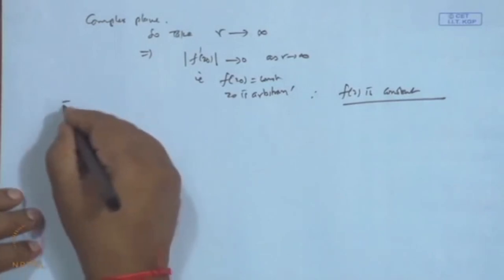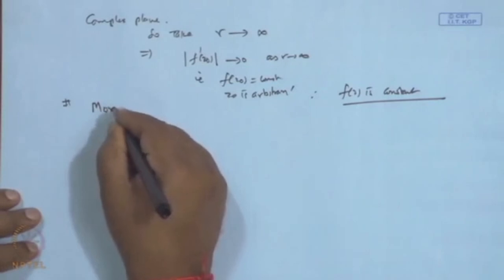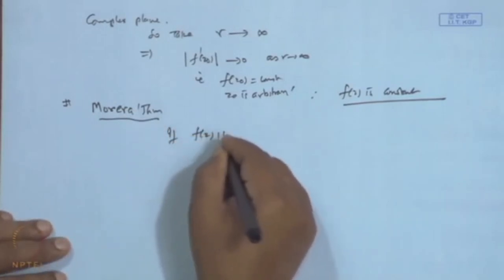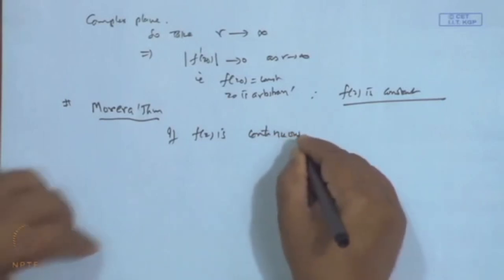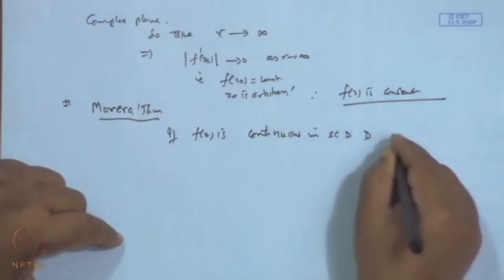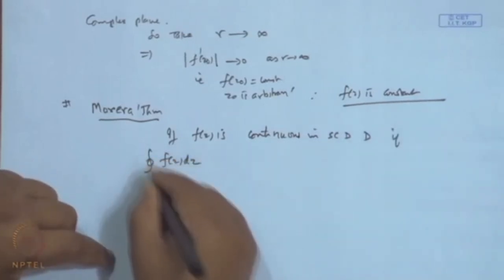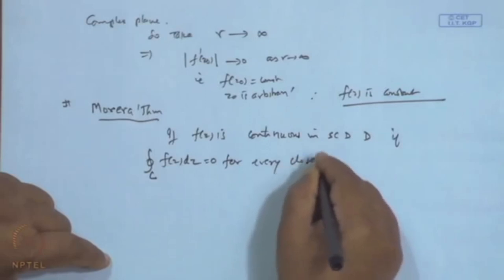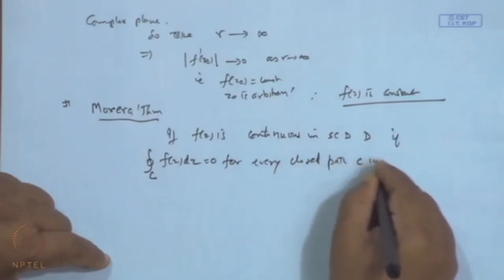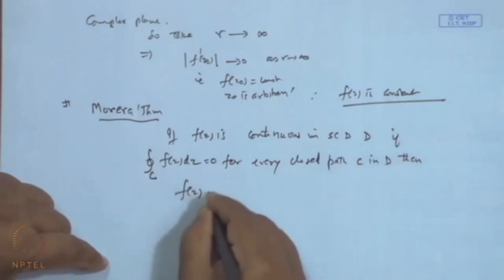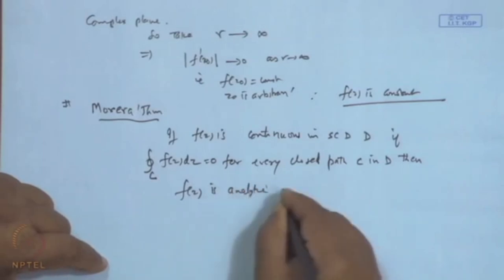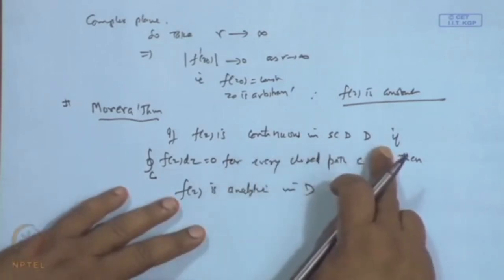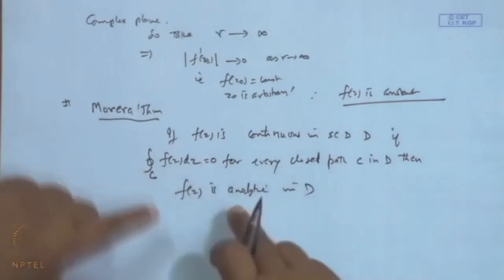And the converse of this is Morera's theorem. I will just give the result, which is the converse. If the function f(z) is continuous in a simply connected domain D, and if the integral of f(z) along any closed path C is 0 for every closed path C in D, then the function f(z) is analytic in D. This is the converse of the Cauchy integral theorem. If the function is continuous in a simply connected domain D, and the line integral along any closed path is 0, then the function must be analytic in D.